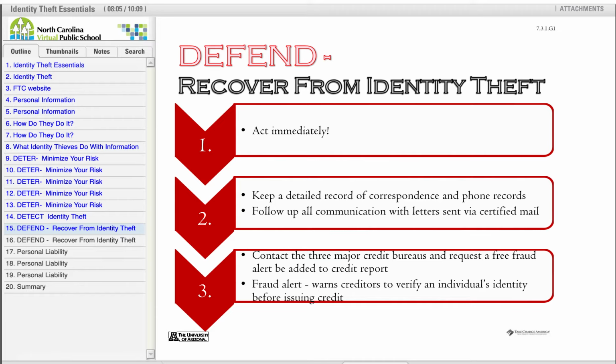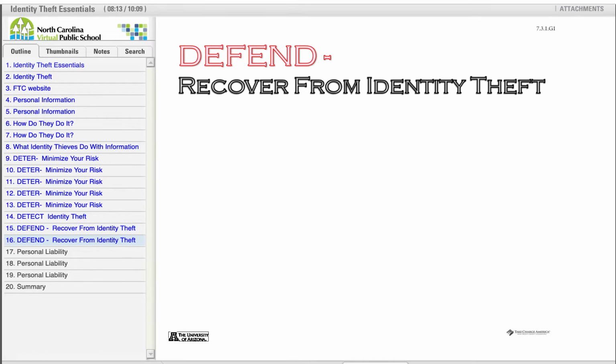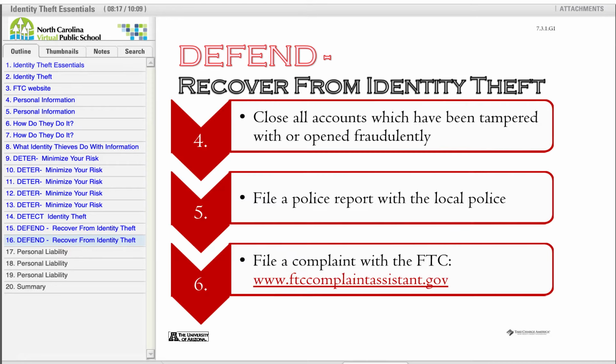Fraud alert. Warn creditors to verify an individual's identity before issuing credit. Recover from identity theft. Number 4, close all accounts which have been tampered with or opened fraudulently. Number 5, file a police report with the local police. Number 6, file a complaint with the Federal Trade Commission.